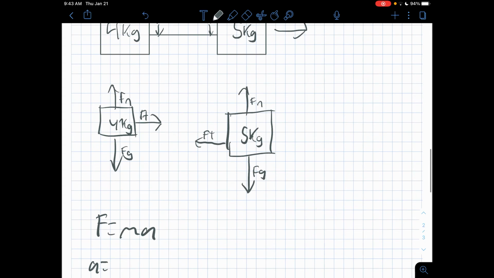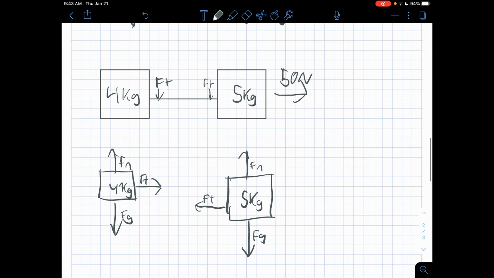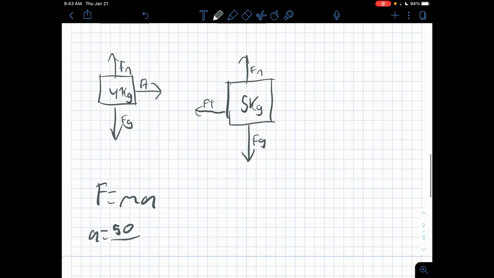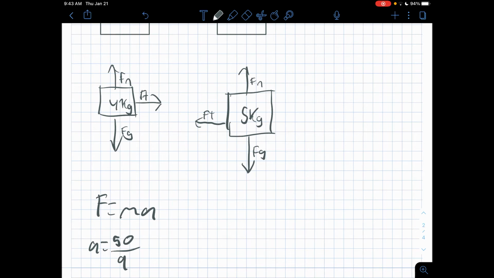And then we're going to have the force, 50 newtons, over the two masses added together. So you're going to have 4 plus 5 at the bottom here, which equals 9. We're going to add both of them together, and that's how we get the acceleration. You just flip around the formula a bit to get what you need. So you go 50 divided by 9, and you get an acceleration of 5.5 meters per second squared.